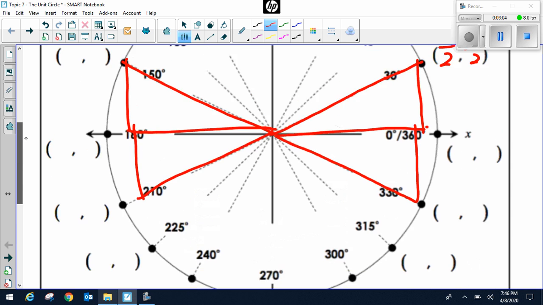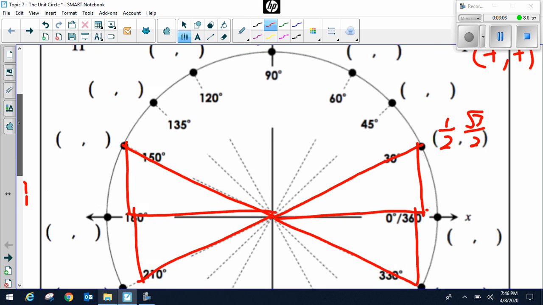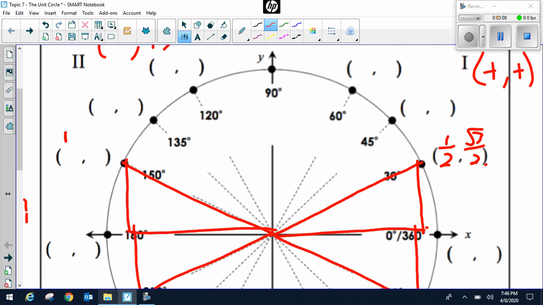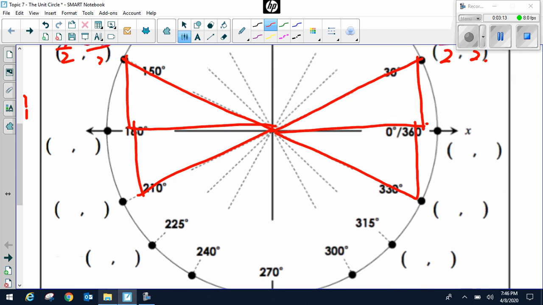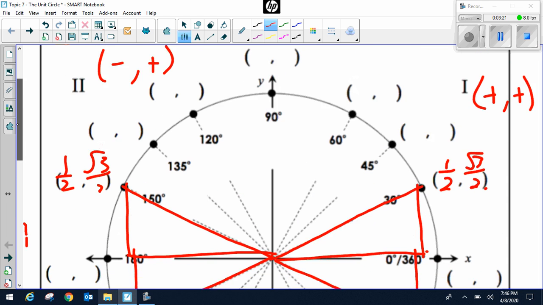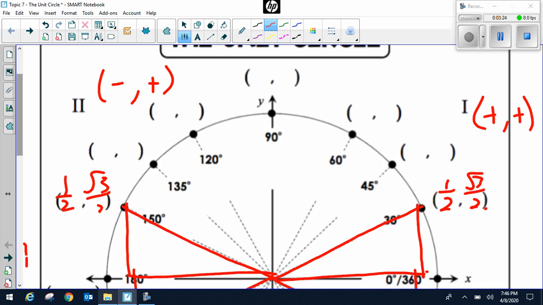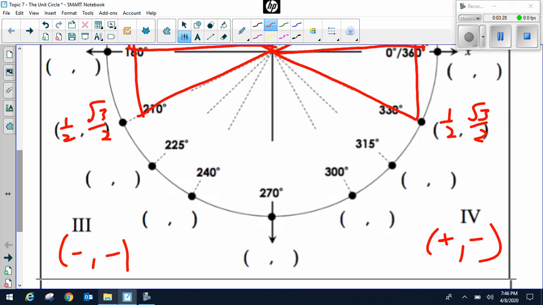Okay. And what happens is this pattern actually repeats all the way around. So it's 1/2, square root of 3 over 2 on this triangle, 1/2, square root of 3 over 2 on this triangle, and 1/2, square root of 3 over 2 on this triangle. The only thing that changes is the positive and negative. So we talked about in quadrant 2, the x value is negative. Okay. In quadrant 3, both the x and the y are negative, and in quadrant 4, the y is negative. So now you have all of those ordered pairs.